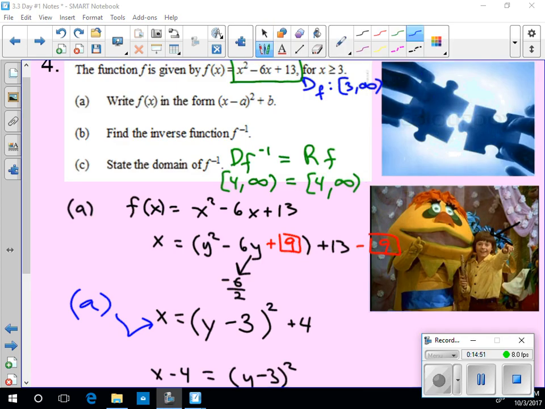All right, you guys, we just paused the video, but the range of the original function f is going to be equal to the domain of the inverse.